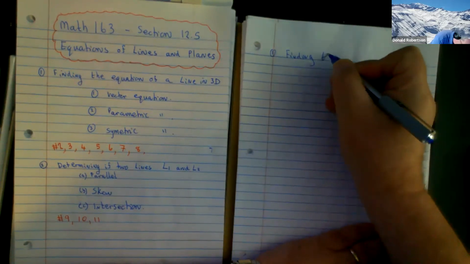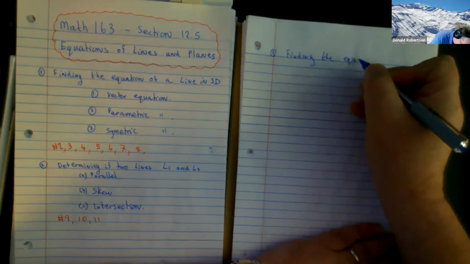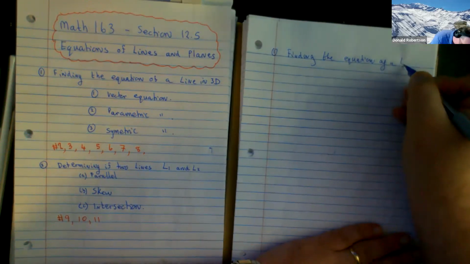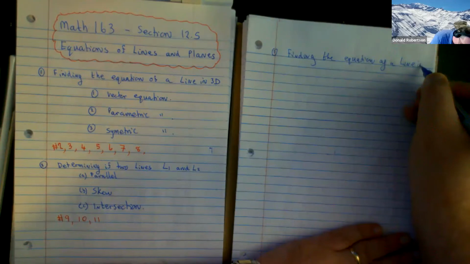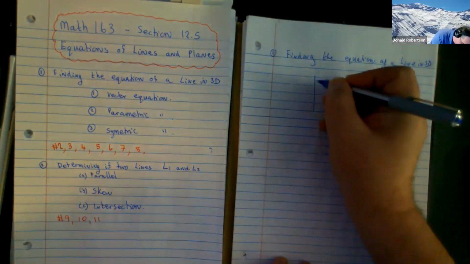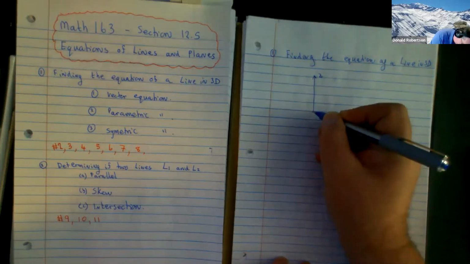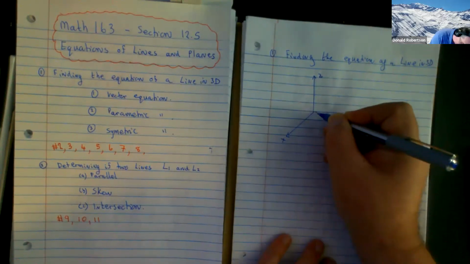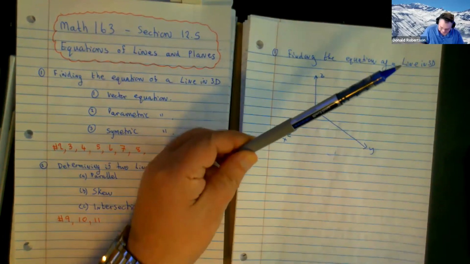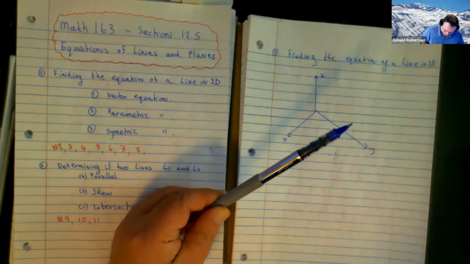Finding the equation of a line in 3D. I don't know if you think it's easy or not, but it's not as easy as you think to describe a line, an infinite line in 3D space.